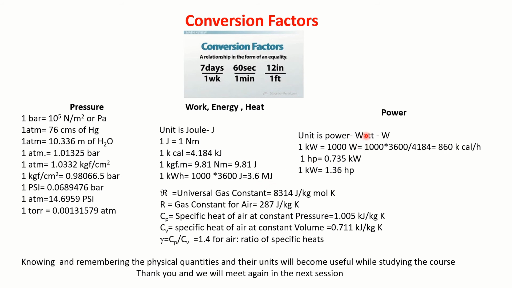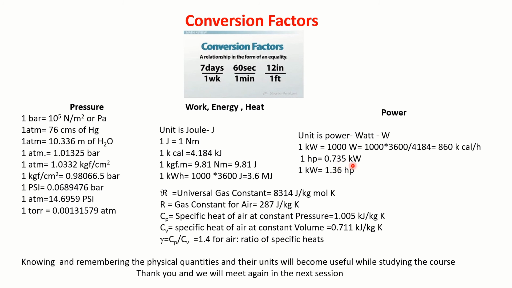The unit of power is watt. 1 kilowatt is 1000 watt. Taking 1000 into 3600 divided by 4.184, if you work it out, you will get 860 kilocalorie per hour. So I have divided by 4.184 to convert joules into kilocalorie, and multiplied by 3600 to get per hour.